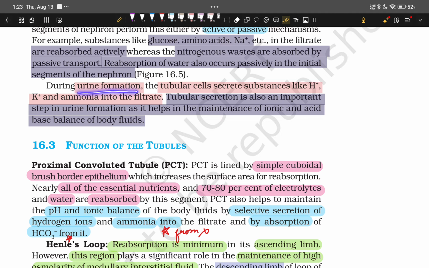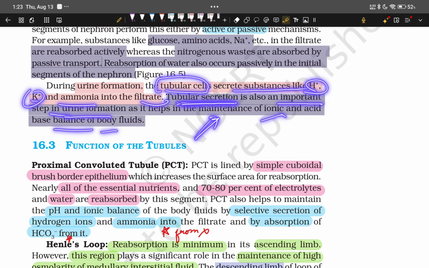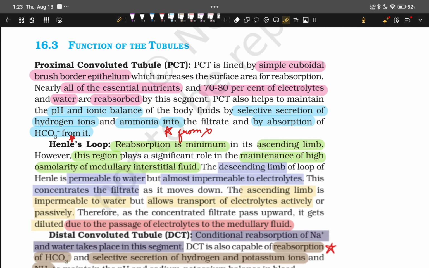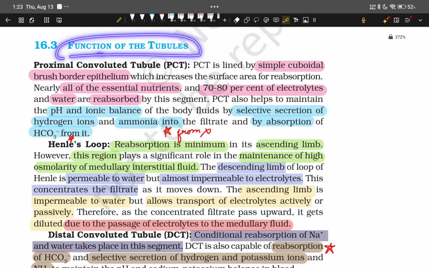Okay, then we have urine formation. During urine formation, tubular cells secrete substances like H plus, K plus, and ammonia into the filtrate. And why do they do that? Tubular secretion is also important in urine formation because it helps in maintenance of ionic and acid balance of body fluids. That's the reason.